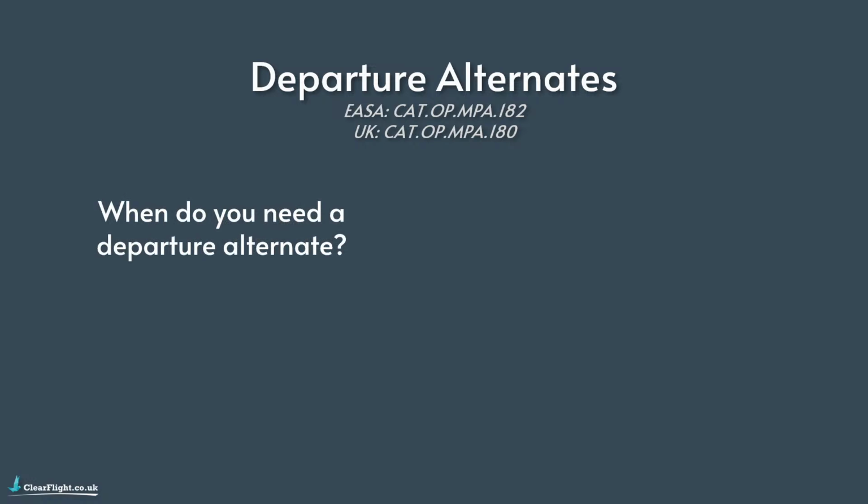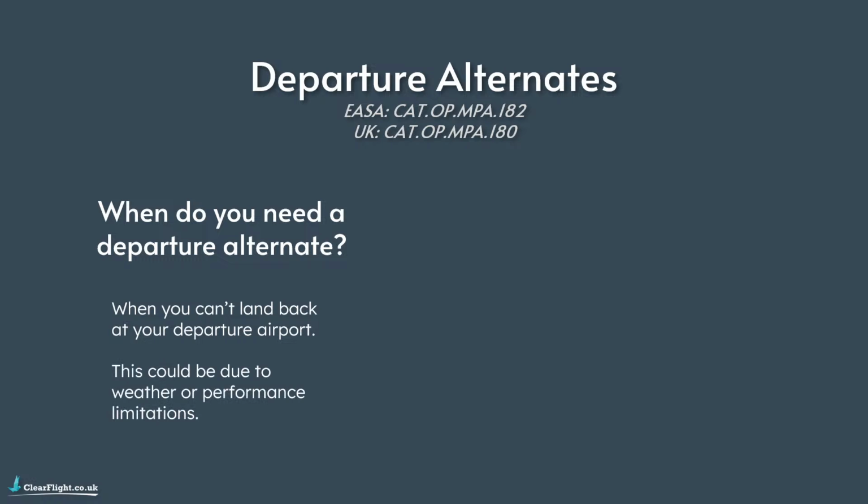So the first question here then is, when do we need a departure alternate? Quite simply, you need a departure alternate whenever you can't land back at your departure airport. That could be due to the weather, as we've just talked about, or it could be due to performance limitations. So you might have an aerodrome that's got a displaced threshold, so you've got a longer distance that you can use for takeoff. So your takeoff distance available, because you can use the entire runway, might be much longer than your landing distance available because of the displaced threshold.